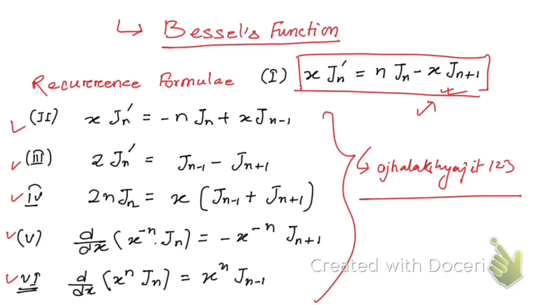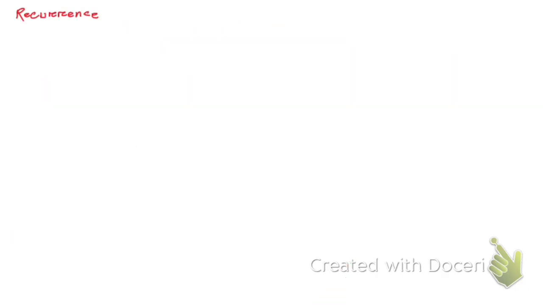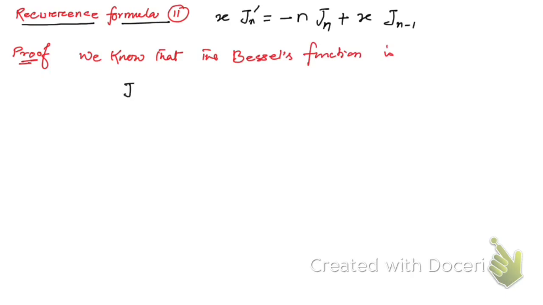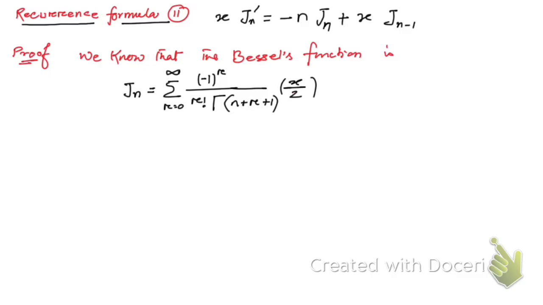So now let's start. Recurrence formula number 2, this is the formula number 2. So how to prove this formula? In order to prove this formula, let me first write the Bessel's function. We know that the Bessel's function is given by this. Before you watch this video, I would like to suggest, please do watch the previous video. The link is in the description box. So this is Bessel's function.